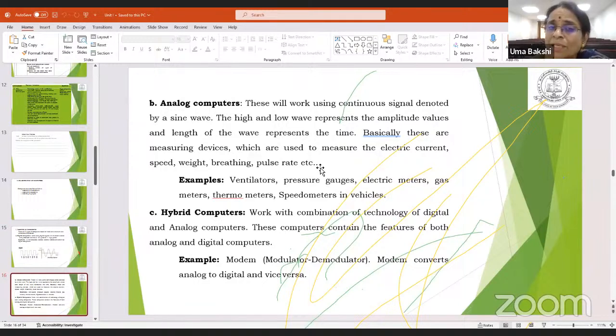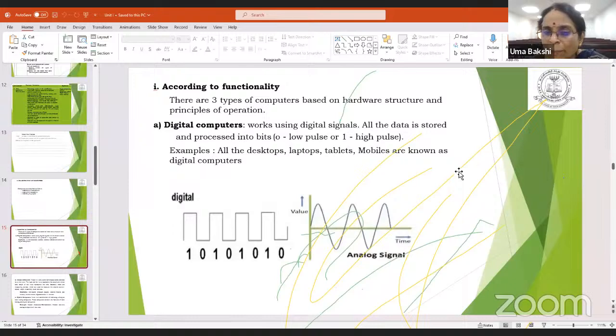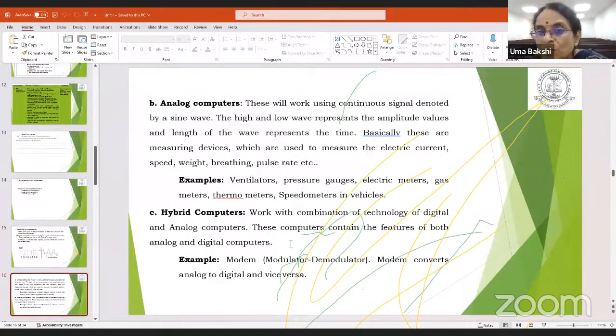Then in analog computers, we will work using the continuous signal denoted by a sine wave. So here you can see the sine wave, the wave which is going up and down like that. That's called the sine wave. So analog computers use the sine wave, and then we get the representation length of the wave, and it represents the time. Basically, these are measuring devices which are used to measure the electric current, speed, weight, breathing pulse, etc. All these things we generally see in those aspects.